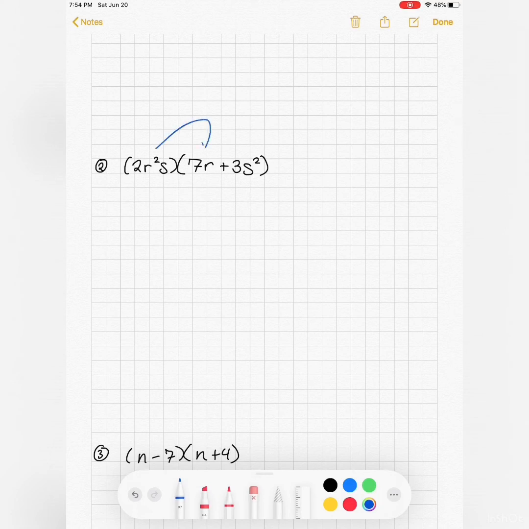Okay, I'm going to distribute to both terms. Let's see, so I've got 2 times 7, 14. r squared times r to the 1 is r cubed, and then I have an s. For the second term, 3 times 2 is 6. And I have an r squared s, and s to the 1 times s squared is s cubed.